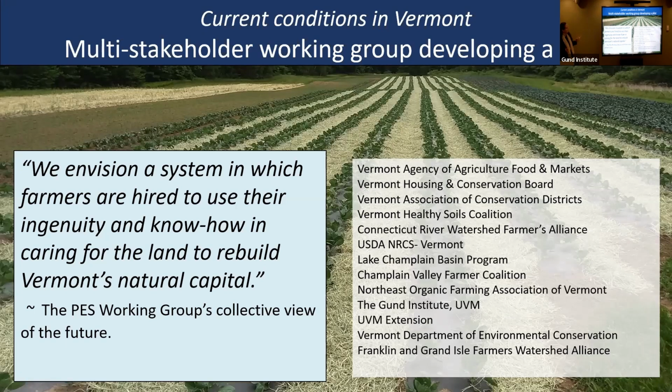Okay, so here's the vision that the multi-stakeholder working group put out, and they're really trying to change the system. This is from their initial report: "We envision a system in which farmers are hired to use their ingenuity and know-how in caring for the land to rebuild Vermont's natural capital." At first, it was very visionary. They're 2 years in, and they're really trying to simplify to make it work.